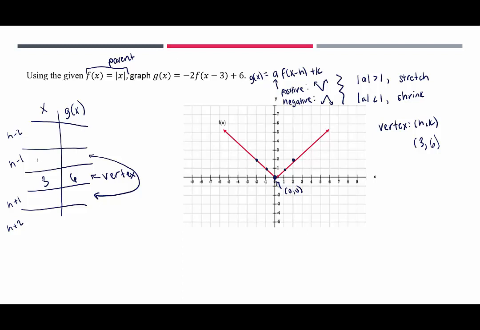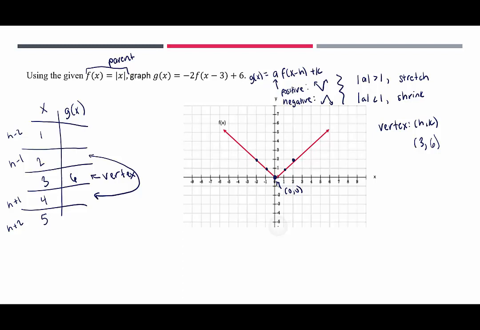H minus 1 would be 2, 1. So this should be the numbers going in order, 4 and 5. Usually when it comes to linear equations, I tell my students, just use negative 2, negative 1, 0, 1, 2. But look here, if we use those, we would only have one side of our absolute value. We know it's absolute value. We know it should look like the letter V. So we have to choose our table of value points very carefully.